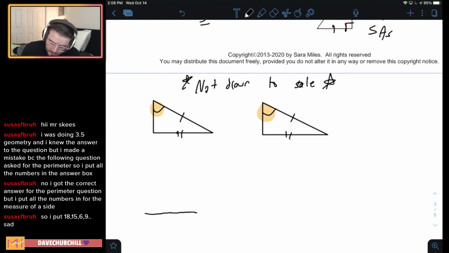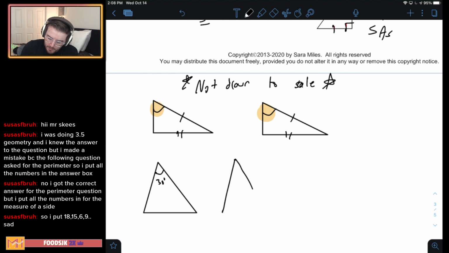Here's a side. And here's another side. And here's that angle. And let's say this is 30 degrees. Well, what if I took that same angle and instead opened up? Oh, it's tough to do these.